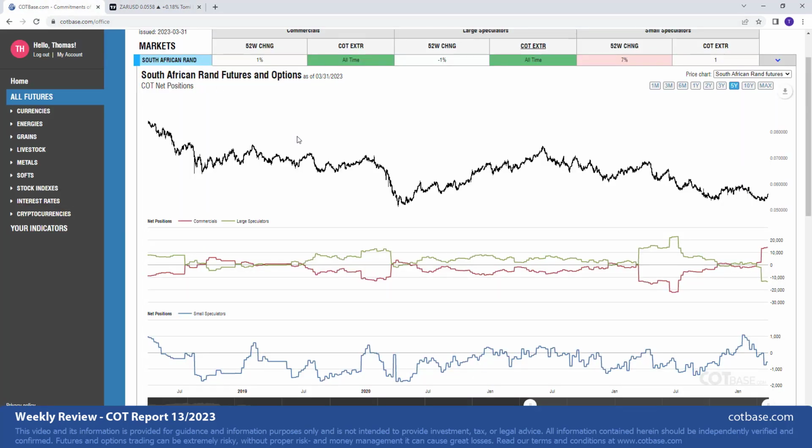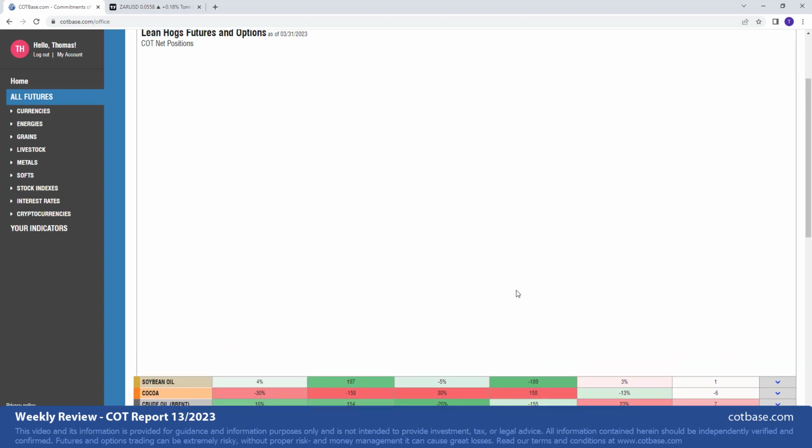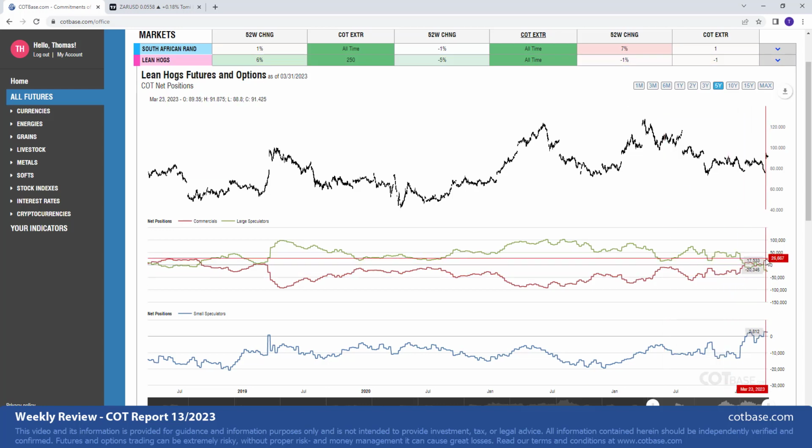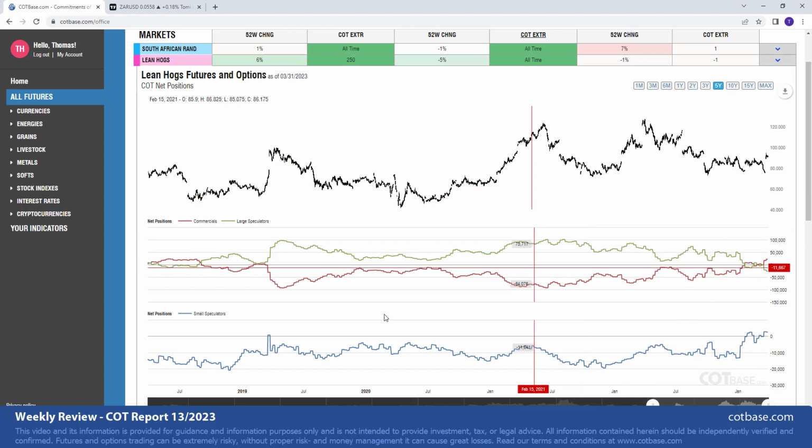But back to the review and moving on to our next market, we've got lean hogs. In lean hogs, we have another all-time COT Extreme. In large speculators, an unquestionable bullish extreme, and we are expecting lean hogs to be headed higher.